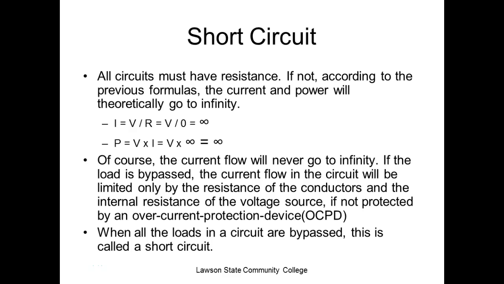So I would go to infinity. If I goes to infinity, then the power would go to infinity. Of course, the current flow will never go to infinity because that's an impossible number to reach anyway. If the load is bypassed, the current flow in the circuit will be limited only by the what? The wire and the internal resistance of the source. Y'all understand that? So all sources have an internal resistance.